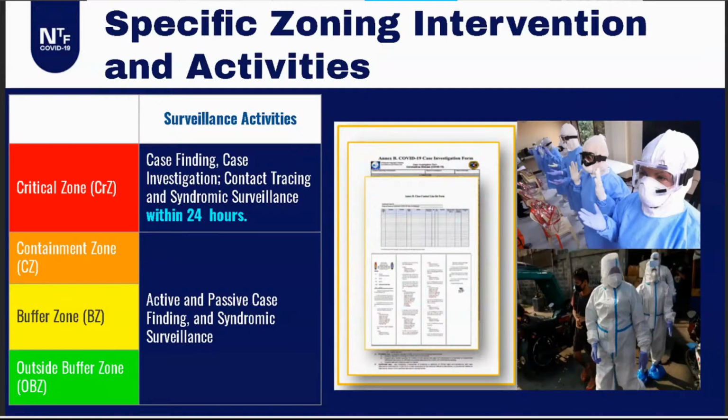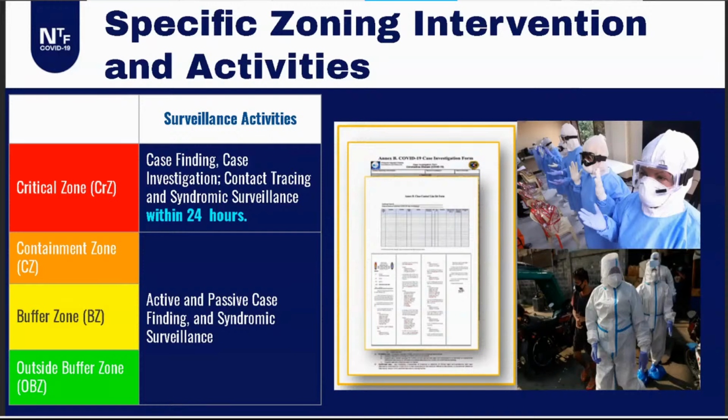Surveillance and contact tracing activities are vital activities needed to be conducted while the quarantine or lockdown measures are imposed, especially in critical zone. Sinabi po natin dito that sa loob ng critical zone or lockdown, kailangan po magkaroon tayo ng case finding, case investigation, contact tracing, and syndromic surveillance within 24 hours. Sabi ka po ni Mayor Benji, ang best practice niya po is ma-isolate niya po lahat yan within 1 to 3 hours. So, if we are fast in doing our contact tracing and isolation and case finding, mas madali po natin ma-stop ang transmission.